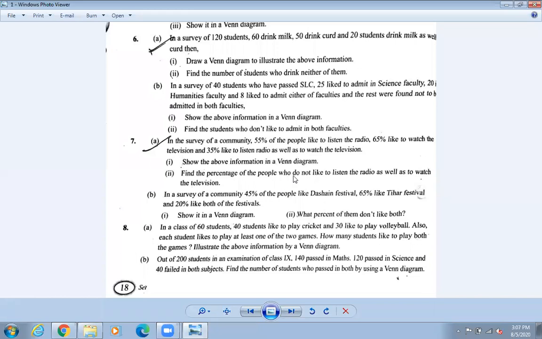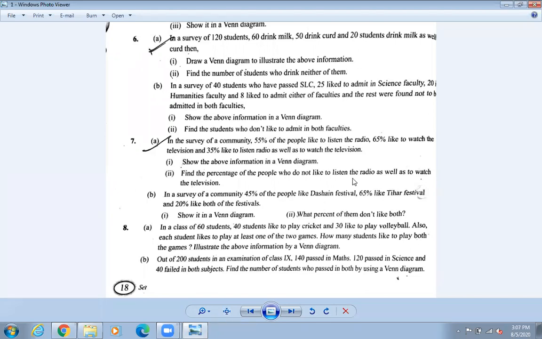Somebody, they like both the things. Okay, so they like Gundruk also, they like Sidra also, they like Farsi also. So those who like all the things, both the things, that is called the intersection. Who doesn't like anything, that is called complement. Okay, remember in that way.